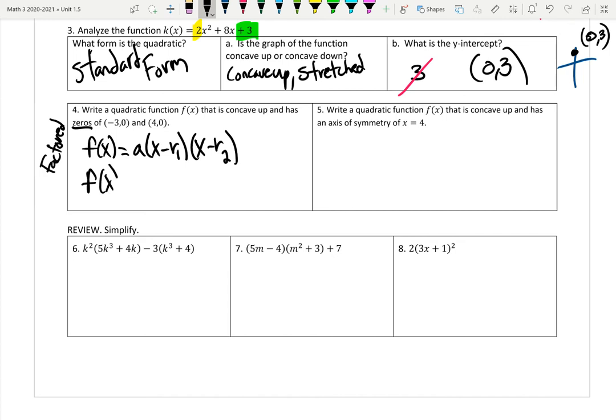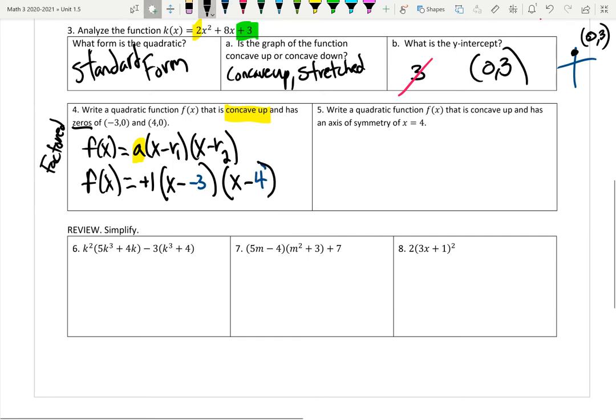Now, let me go ahead and plug in some information. It needs to be concave up, so it means that this a value is going to be positive. I'm going to just write +1 just for the sake of it. Now, I'm going to go ahead and plug in my zeros. It's going to be x minus, the first one is going to be -3, the second one is going to be x minus 4.